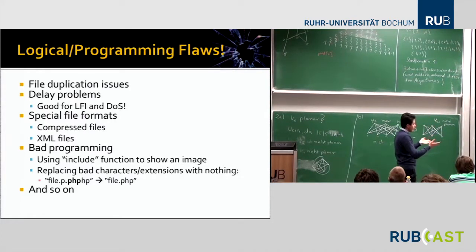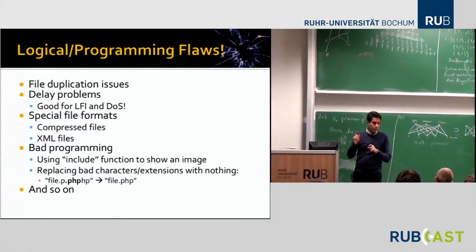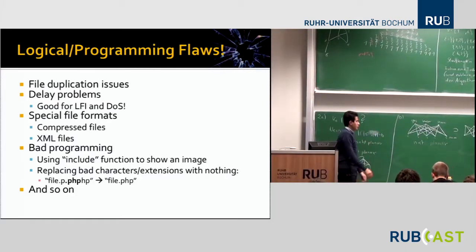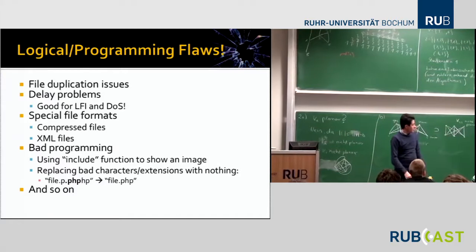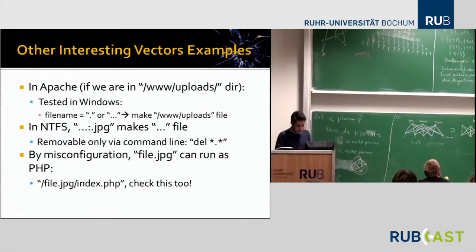Bad programming always happens. Someone can use include to show images to the user as a proxy, which, if there is code inside it, will run. And replacing bad characters in the extension with nothing. If you replace .php with nothing, when you upload file.p.php, it will become file.php again. It's very obvious, and so on.